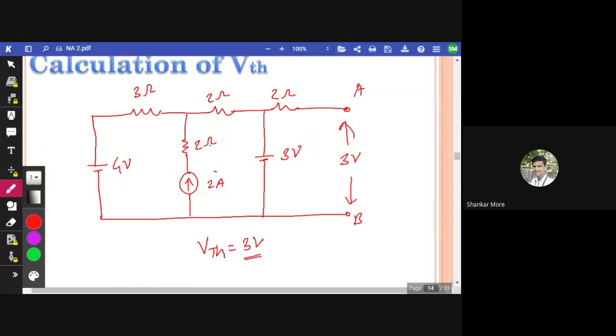Did you understand this? See, sometimes we might have to do some complex calculations, but for this case it was very simple to find out VTH. Okay, so did everyone get how we find VTH? We just have to remove the load resistance and calculate voltage across it, voltage across the open terminals. Okay, except Srushti, why are others not responding?